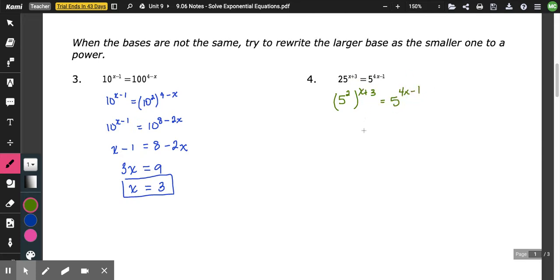Then once again, I could use my properties of exponents, which says when you've got a power raised to another power, you multiply them together. So here on the left side, I've got 2 times x plus 3 for the power. So that would give me 2x plus 6, because we do have to distribute. And then we could set the powers equal to each other.